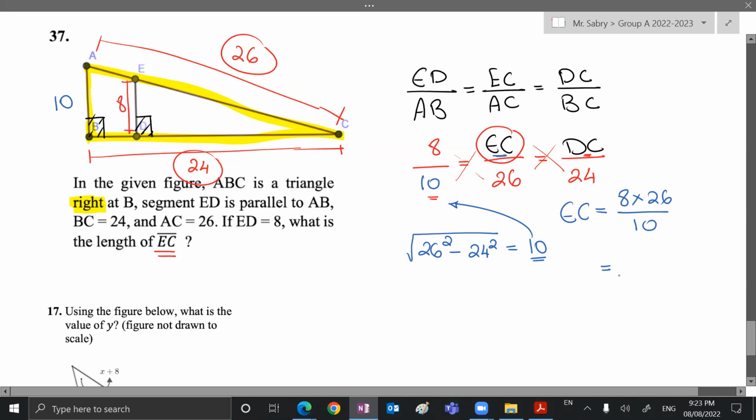Actually, 8 times 26, not 24. 20.8. Yes, it's 20.8. That got me the answer, 20.8. The previous one, I used a wrong number. I used 24 but it should be 26. I got confused. So the answer in this case is 20.8.